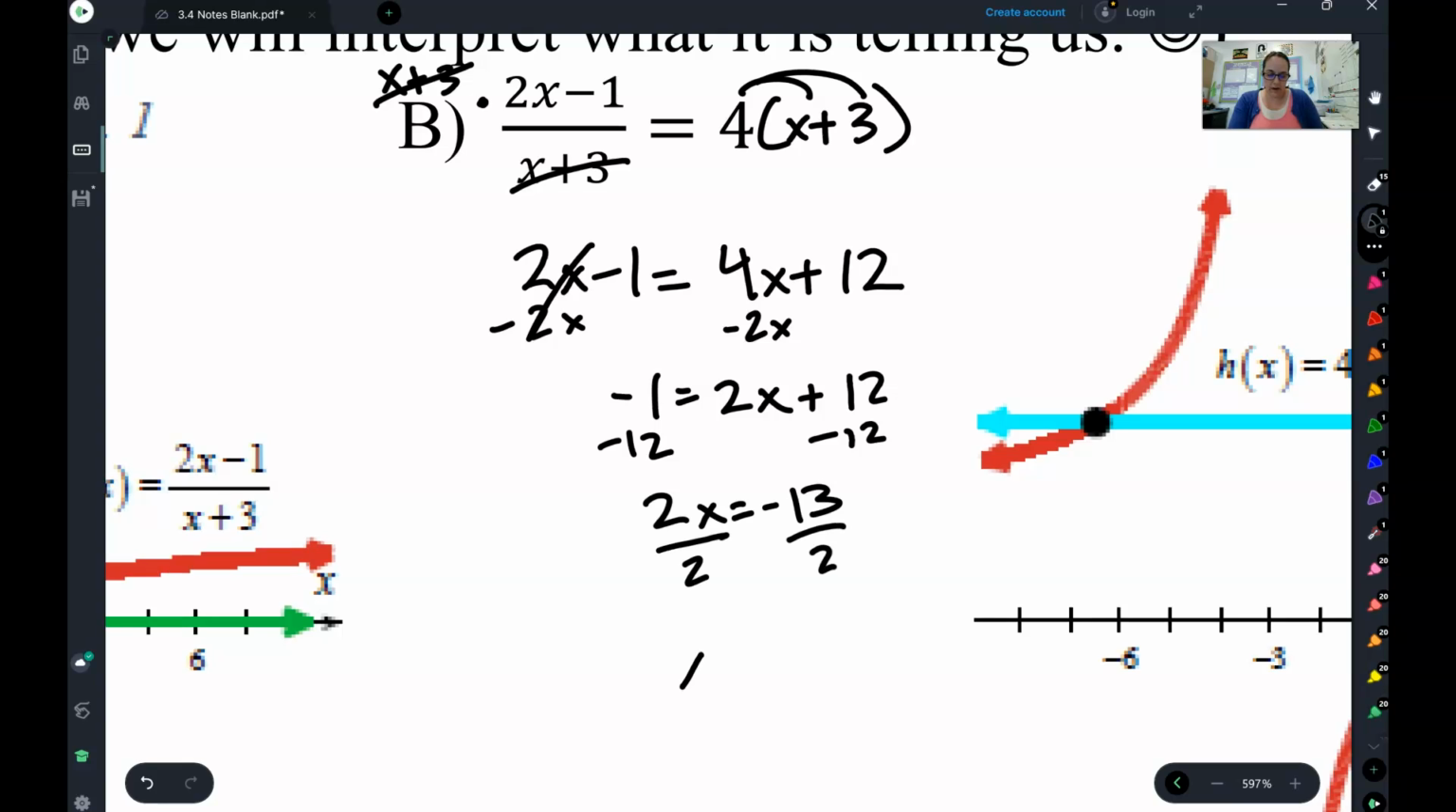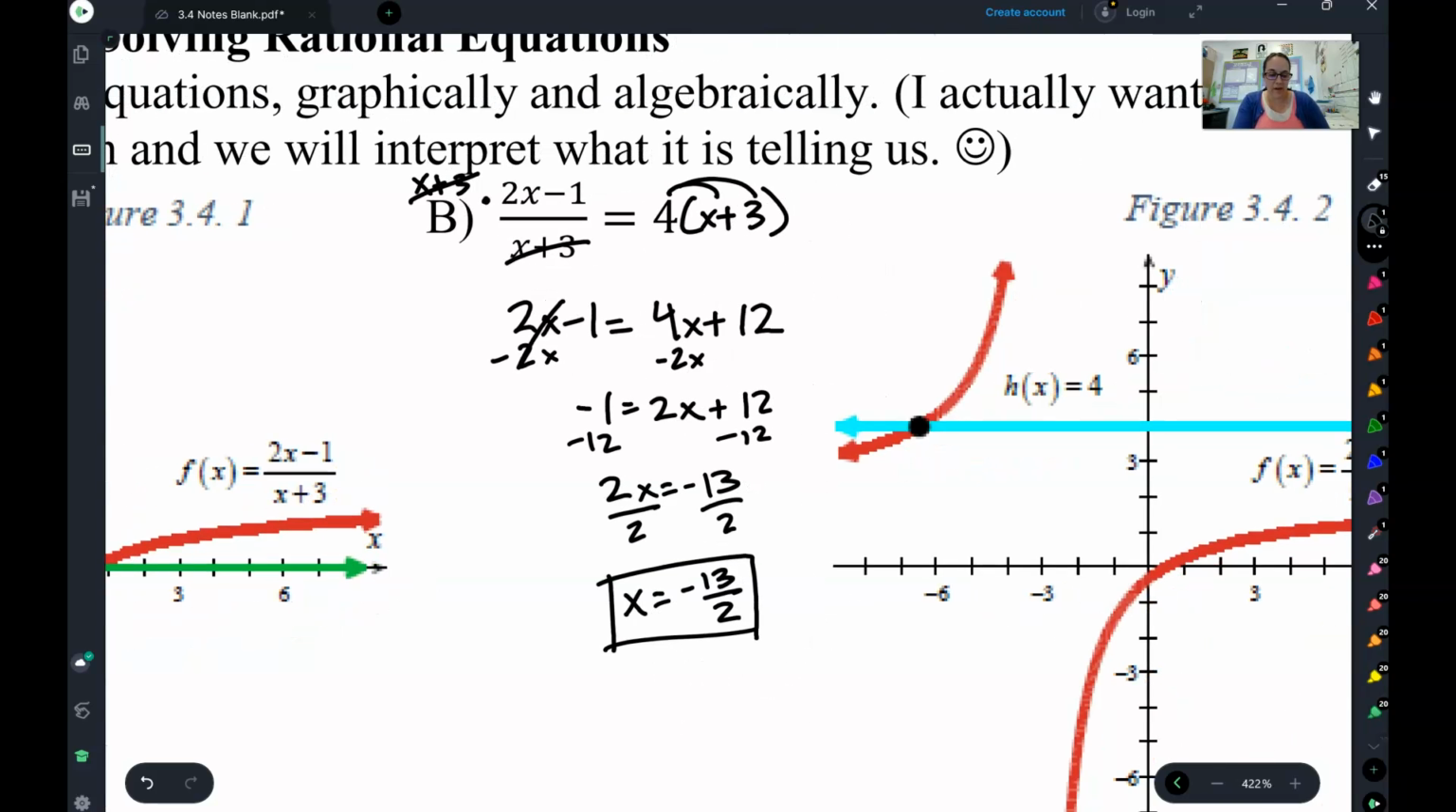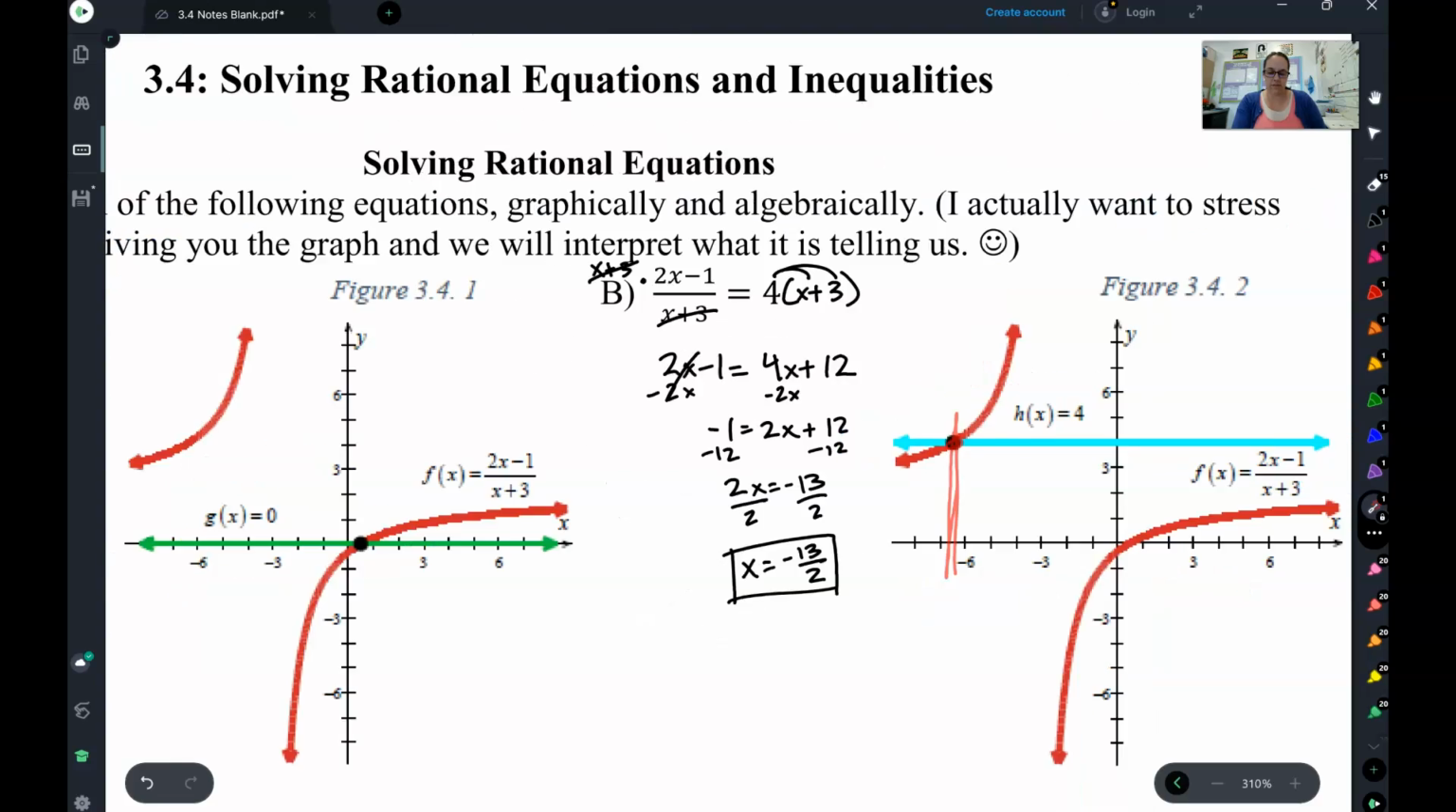So solve that out, and I get x equals -13/2, which is the x value where this graph intersects the line at 4. Because remember, an equals means intersect. So where the graph intersects 4 happens at an x value of -13/2.